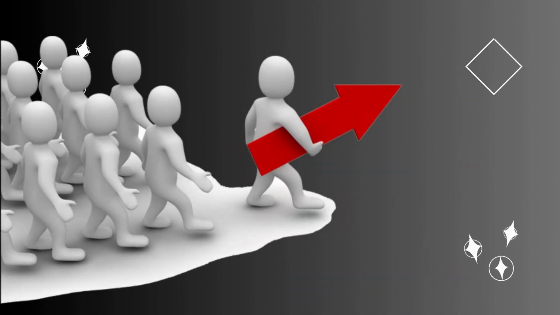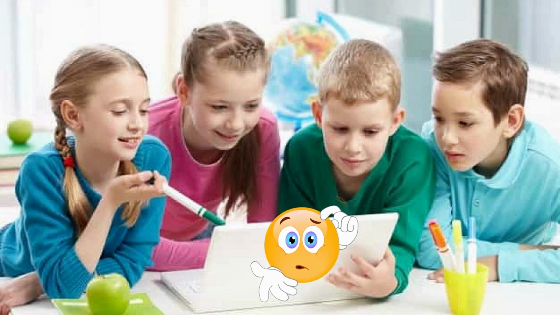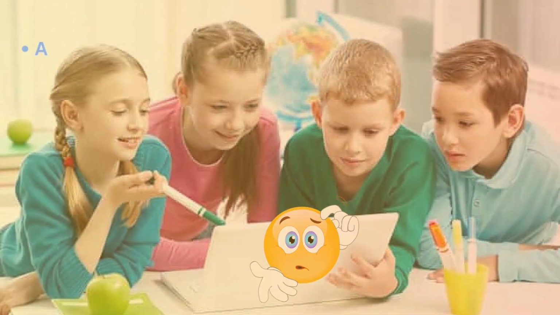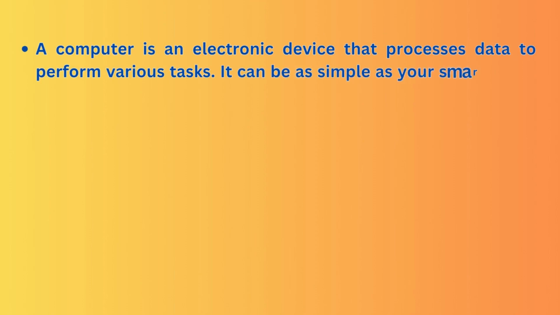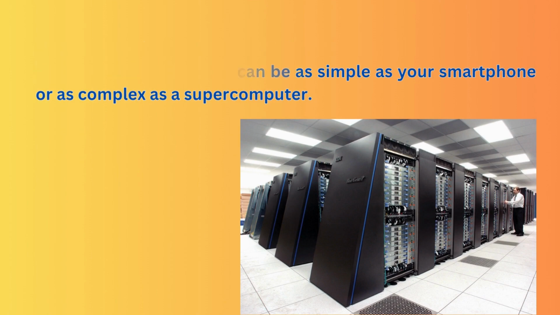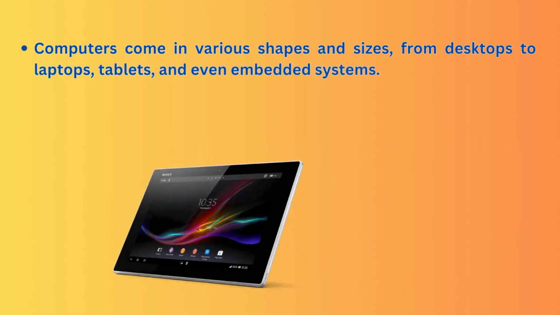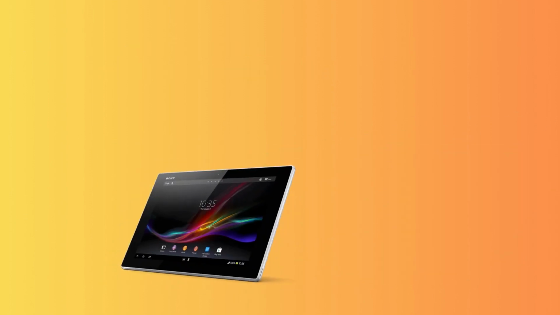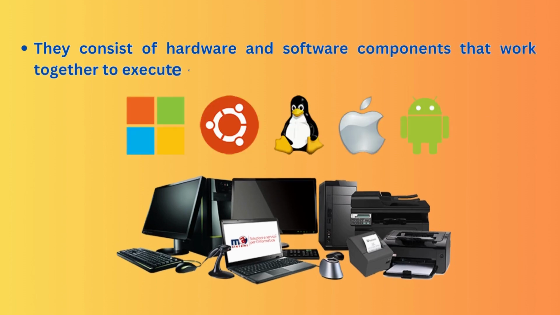So, let's get started. What is a computer? To begin, let's understand what exactly a computer is. A computer is an electronic device that processes data to perform various tasks. It can be as simple as your smartphone or as complex as a supercomputer. Computers come in various shapes and sizes, from desktops to laptops, tablets, and even embedded systems. They consist of hardware and software components that work together to execute commands and applications.